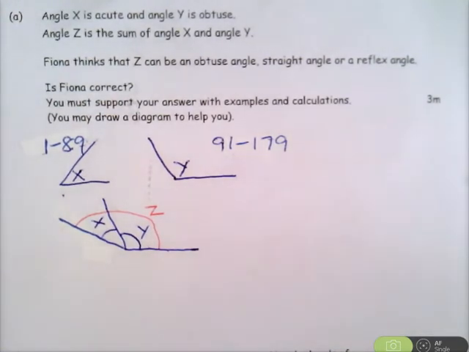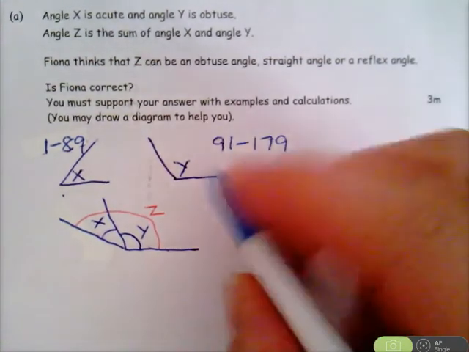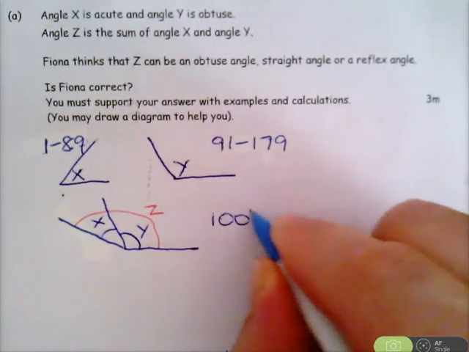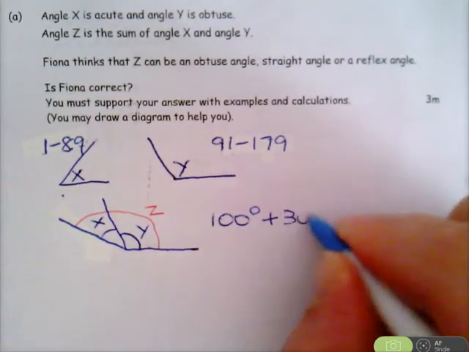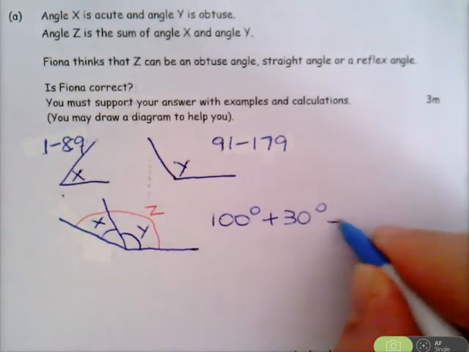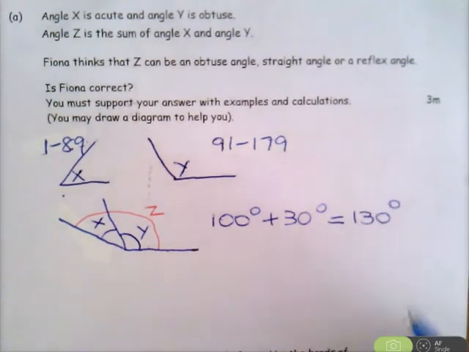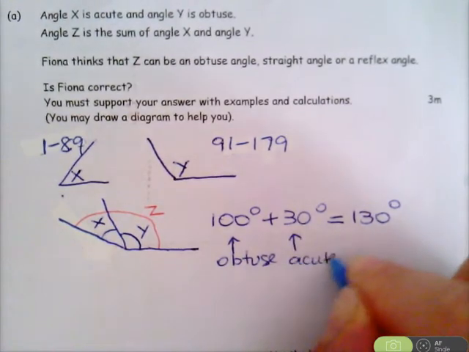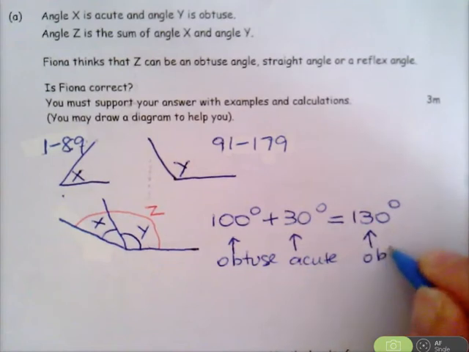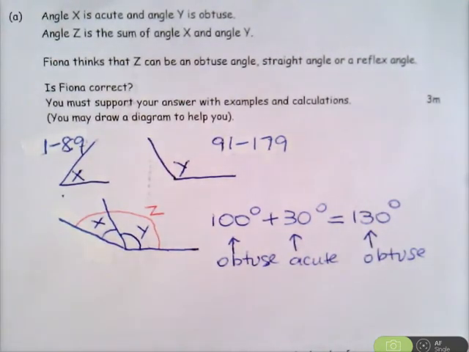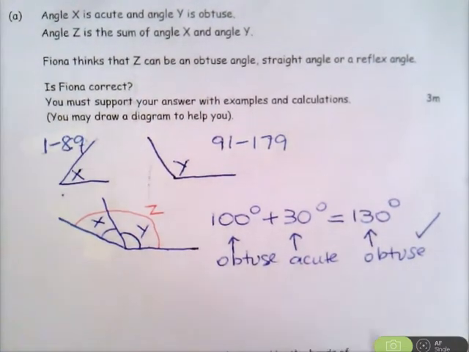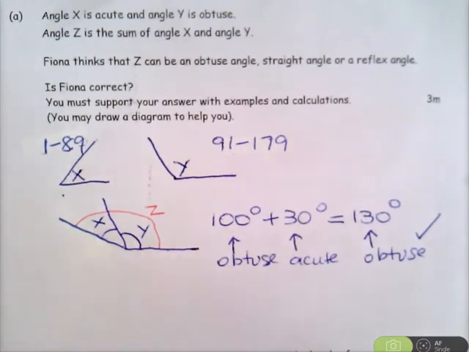Now, it says, is she correct? You must support your answer with examples and calculations. Let's just give an example. As long as Y is bigger than 90, Y could be 100 and X could be 30. That's an acute angle, that's an obtuse, and that gives you a total of 130. See, this is obtuse, this is acute, and this is still an obtuse angle. So Fiona thinks that Z, the overall angle, can be obtuse. Yes, that's correct, if I add an obtuse and an acute angle.